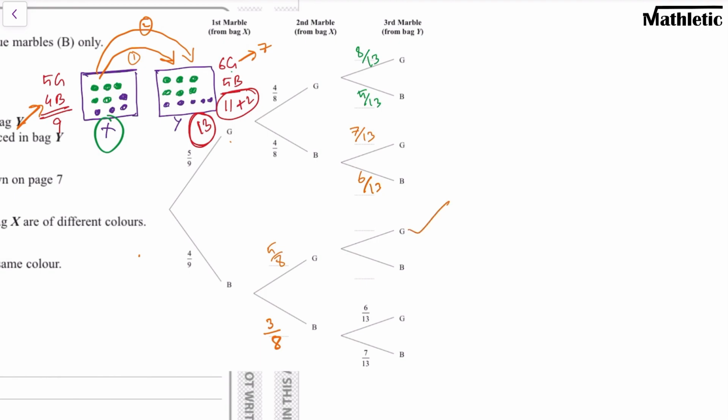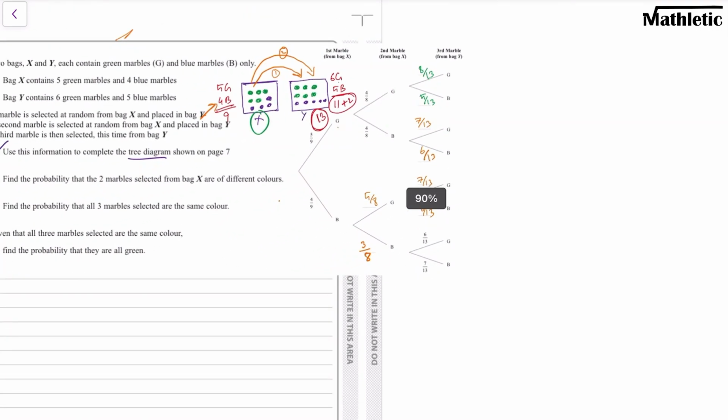Okay, next one. This is a similar case, 1 blue and 1 green. So what is the probability that you will be picking a green from bag Y? Since you have placed 1 green and 1 blue, green has increased from 6 to 7, just like the previous case. So 7 by 13, and this is 6 by 13. So the tree diagram is done. This is part A.